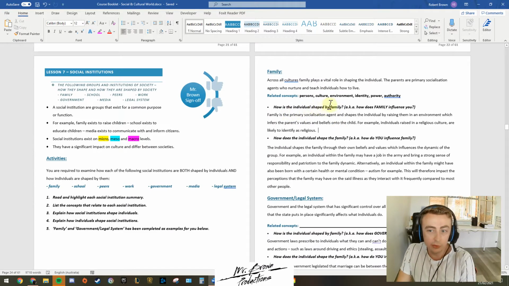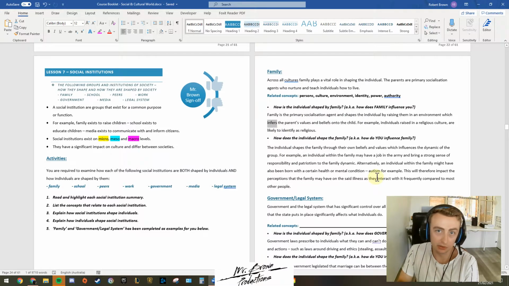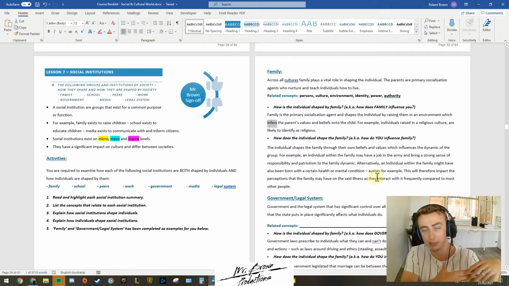So how is the individual shaped by family? So also known as how does family influence you? So family, being the primary socialization agent, shapes the individual by raising them in an environment which infers the parents' values and beliefs onto the child. Infers here means they give it to you. Essentially, it's transferring from one place to another.